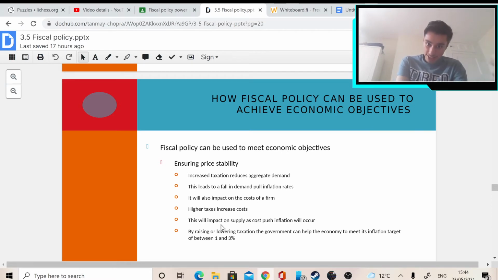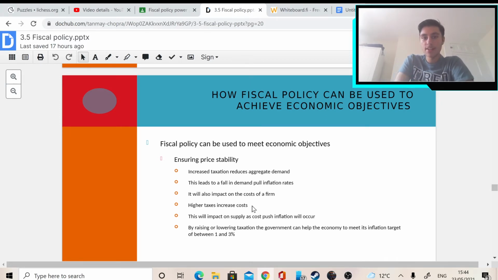This will impact on supply as cost push inflation will occur. By raising or lowering taxation, the government can help the economy to meet its inflation target of between 1 and 3%.